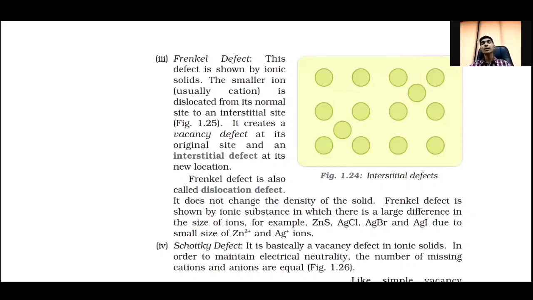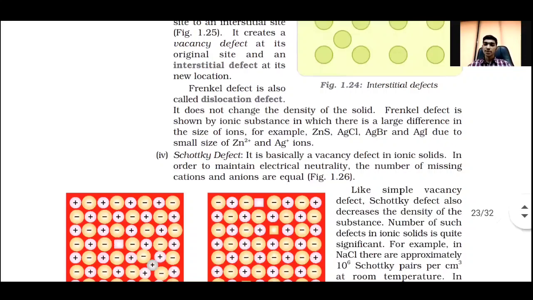Okay, so for example ZnS, now sulfur is having a small size as compared to zinc, same as silver AgCl, silver chloride, then silver bromide and AgI. Now here AgBr is the most important compound. It is showing Frenkel defect as well as it will be showing us a Schottky defect. Okay, so remember this thing. Okay, any doubts you can ask me.